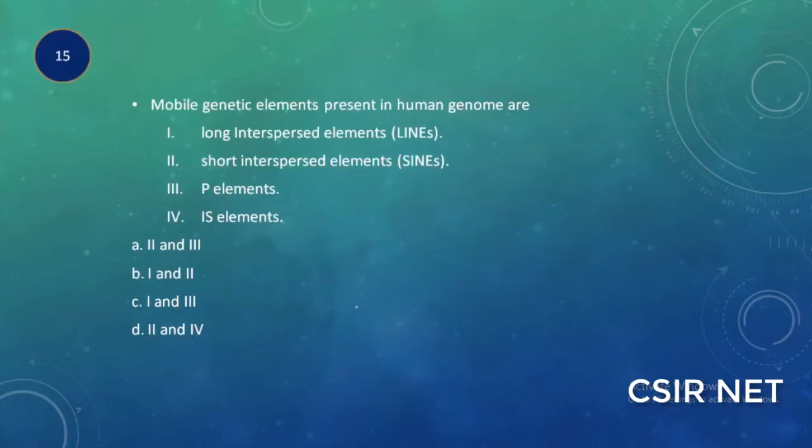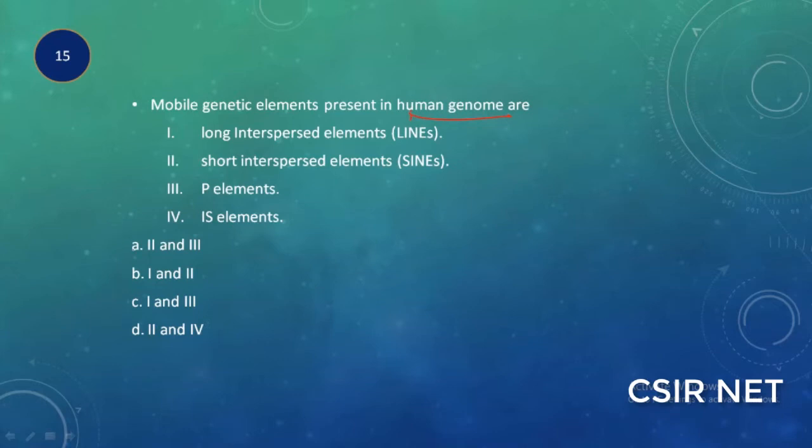Next question. Mobile genetic elements present in human genome are. Now, it has been specifically asked about the human genome. So mobile elements, which we also know as transposons, right? Those in human genomes are: these are the four options. 1. LINE, which is long interspersed elements, 2. SINE, short interspersed elements, 3. P elements and 4. IS elements. But here it is a little bit complex, you have to think twice.